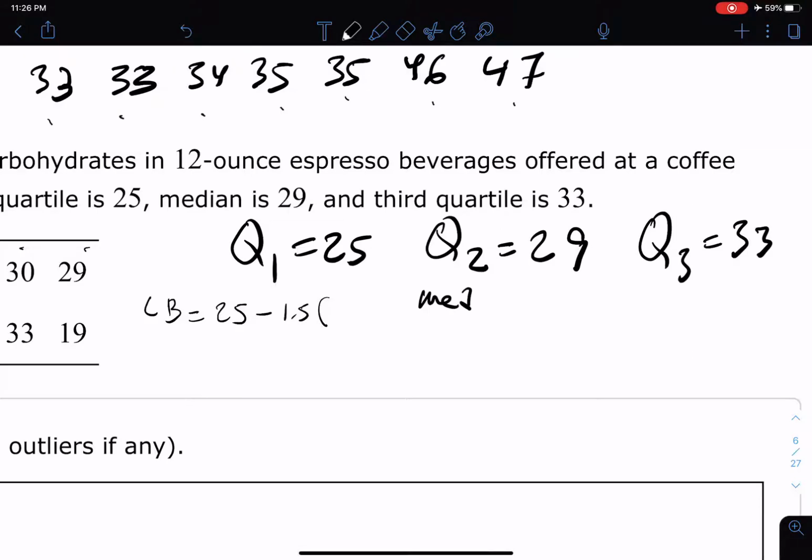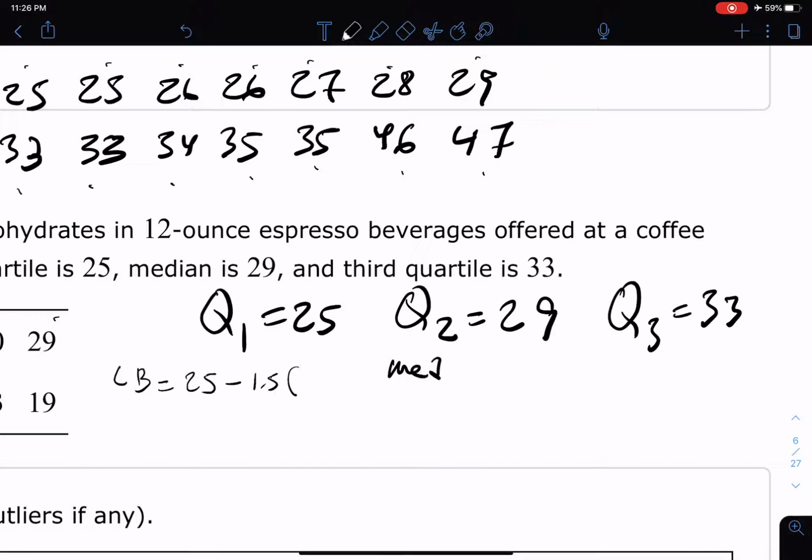Now, what is the IQR? I guess I've got to do that over here. The IQR is going to be equal to Q3, 33, minus 25. Right? 33 minus 25. And so that means the IQR happens to be 8.